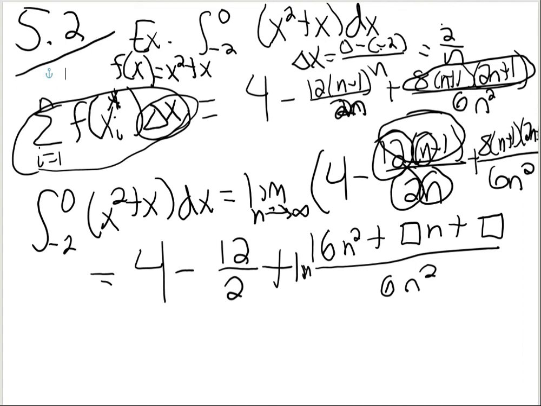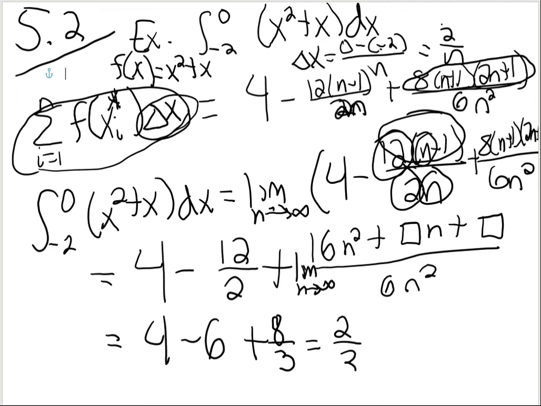And this is still a limit for this one. This is going to be 4 minus 6 plus 16 over 6, or 8/3. And you can put that in a calculator, and that's just going to be 2/3. So the area under the curve from negative 2 to 0 of x squared plus x is 2/3.